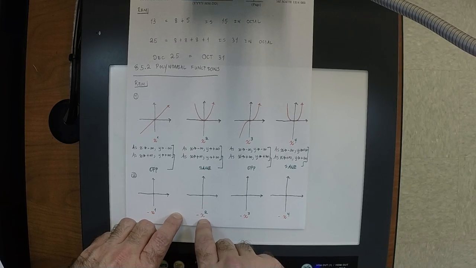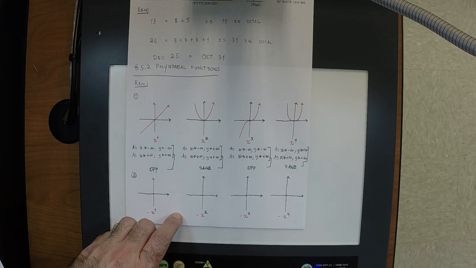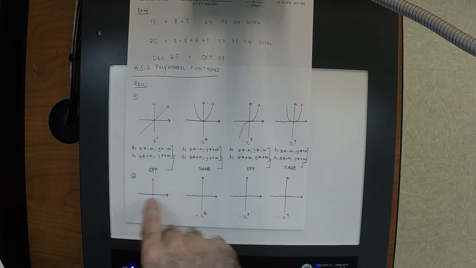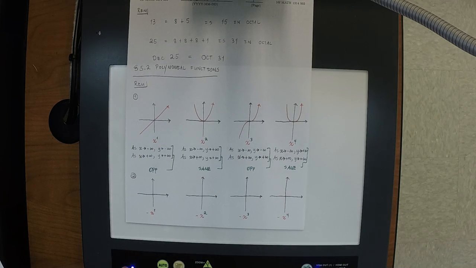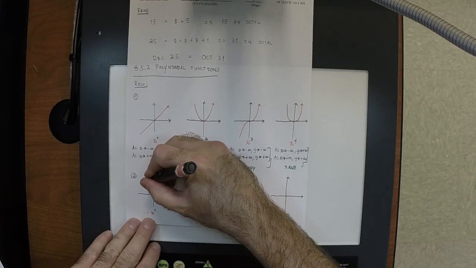What if you were to plug in -4 into this one? You get -16, because you'd square the -4 to get 16, and then you would negate. So how do these look in comparison to those? A vertical reflection. So they look like this.